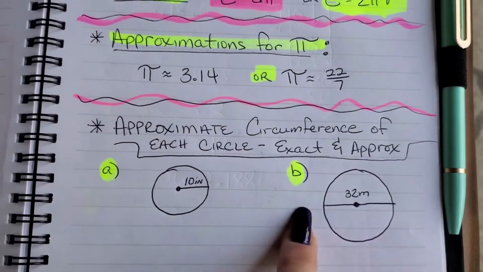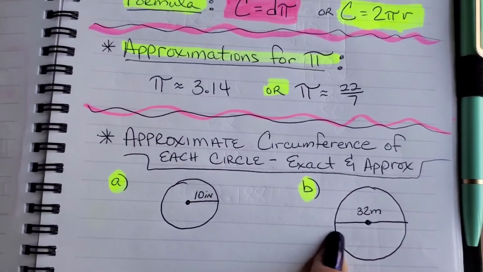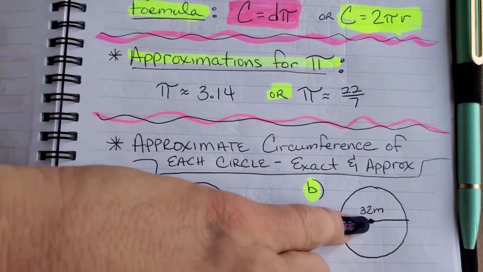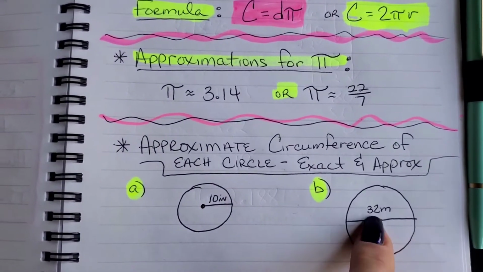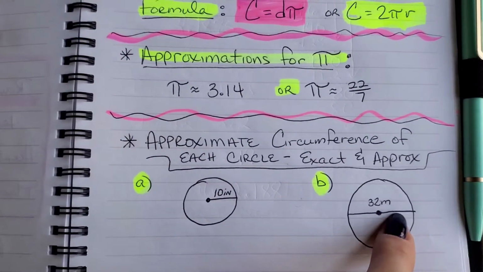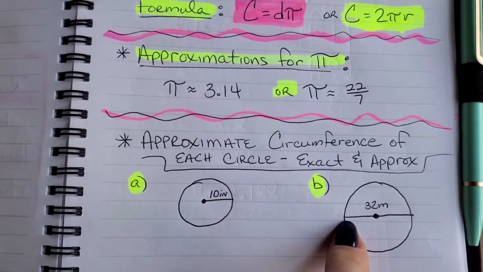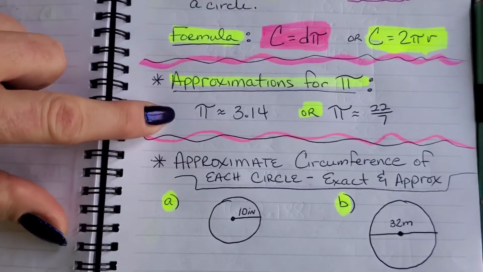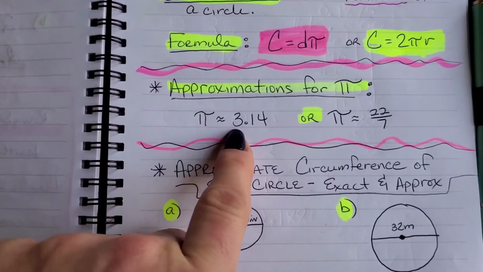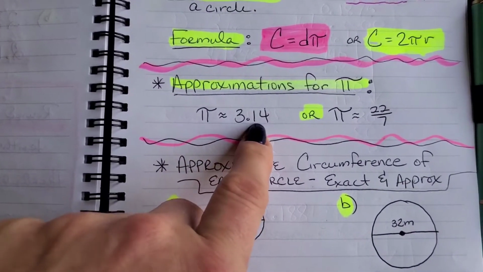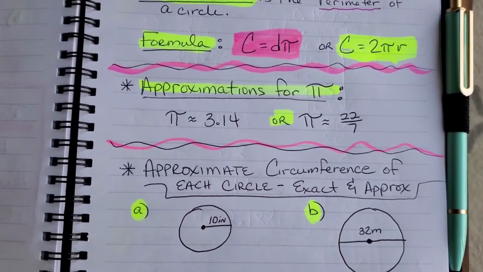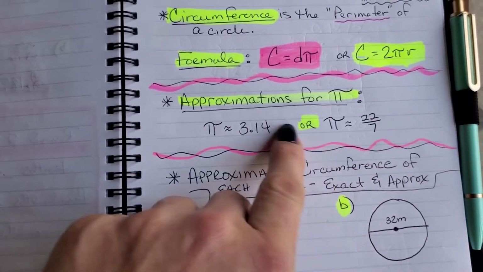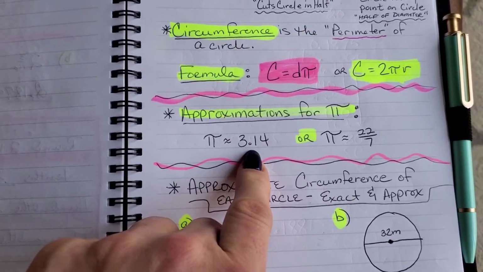In this circle, you were given the diameter, which cuts it in half and goes from edge to edge. If we wanted to know the radius, we'd have to cut it in half. Half of 32 would be 16. So the diameter of this circle is 32, but the radius is only 16. Hopefully that makes sense. Also, we get approximations for pi. Most of you have seen that pi is approximately 3.14, but some of you may have also seen it written as a fraction, 22/7.